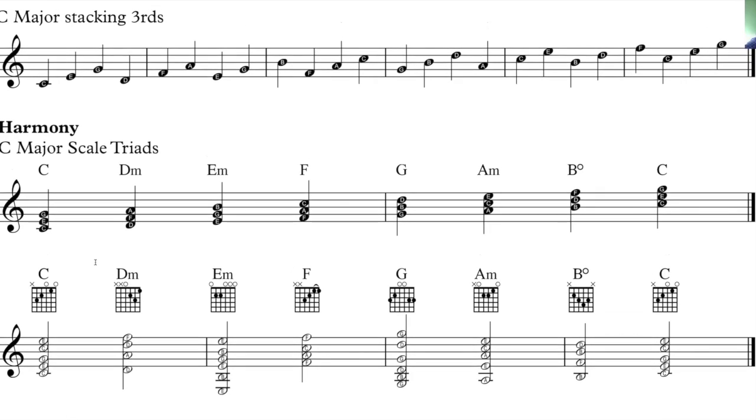Now we have the scale for the melody of our song, and we have these 7 chords that we can use to harmonize the melody. So that answers the question, what is the key of C?